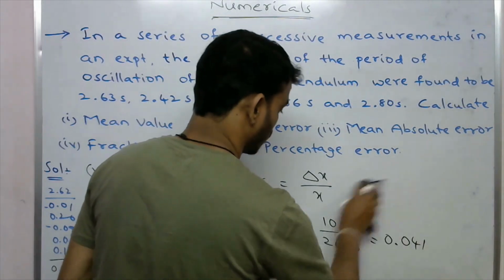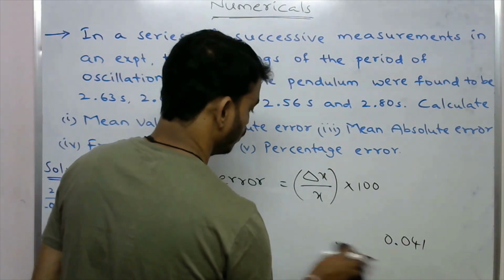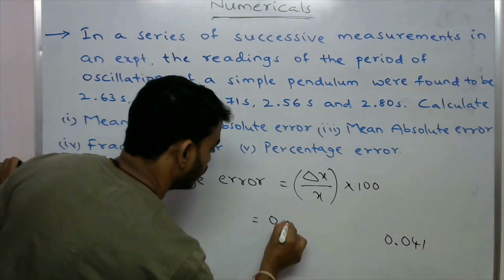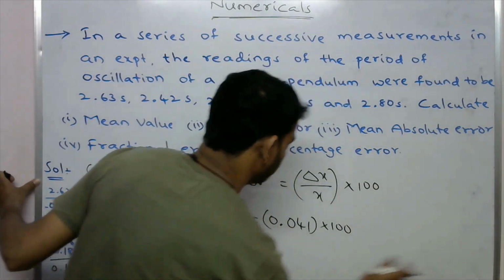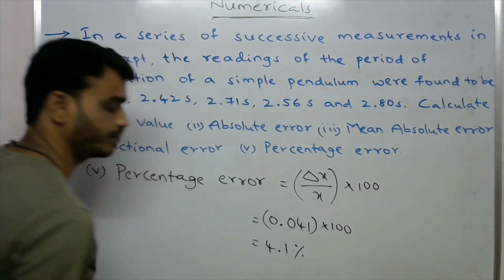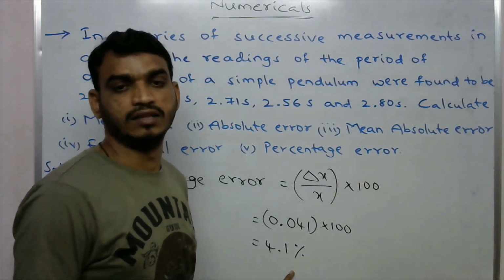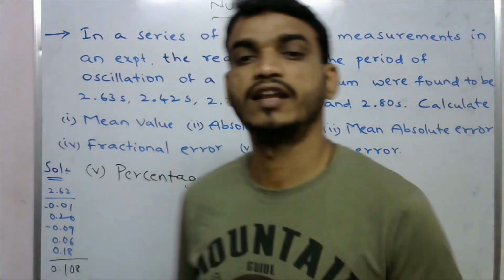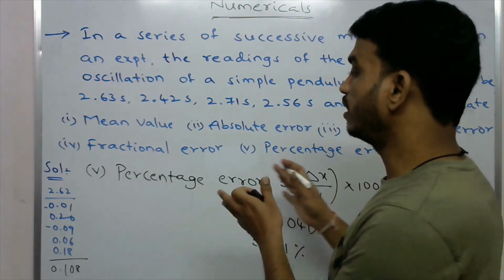So percentage error is delta x by x into 100. So this value, 0.041 into 100, is 4.1 percentage. So these 4.1 percentage is the percentage error. Okay, so this much of percentage error is present in that. Understood? So this is the second problem.